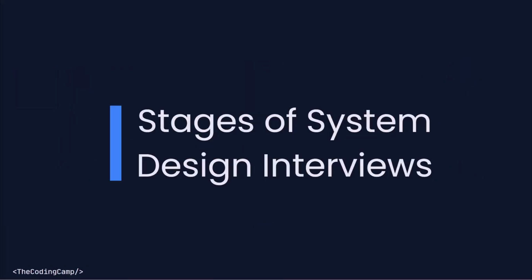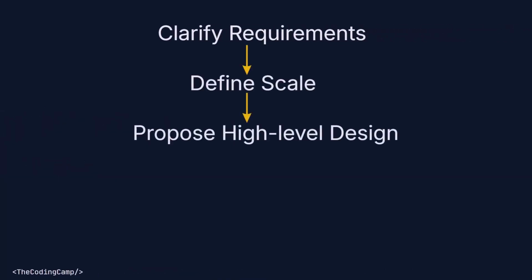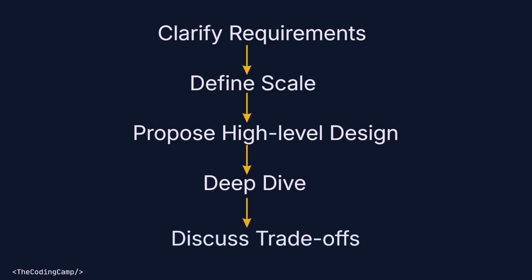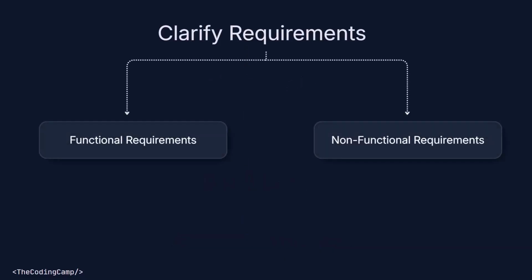You should approach any system design interview by following these 5 steps: clarify requirements, define scale, propose a high-level design, then deep dive into some of the components, and finally discuss the trade-offs. Let's talk about each step in more detail. First, clarifying the requirements. There are 2 categories of requirements: functional and non-functional requirements. Functional requirements are what the system does, for example, for a chat application, sending messages and sending notifications are functional requirements, while non-functional requirements define how the system should behave, for example, performance, scalability, and latency.